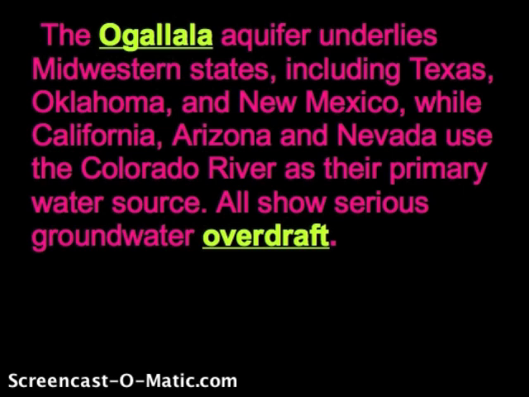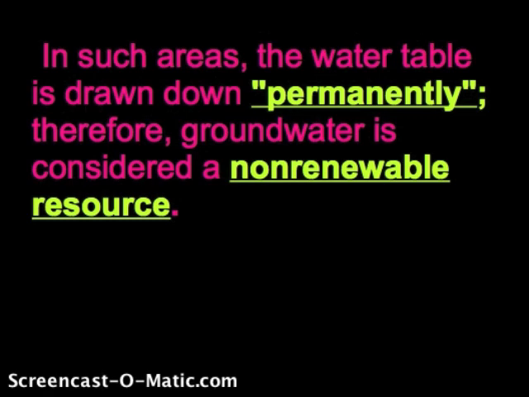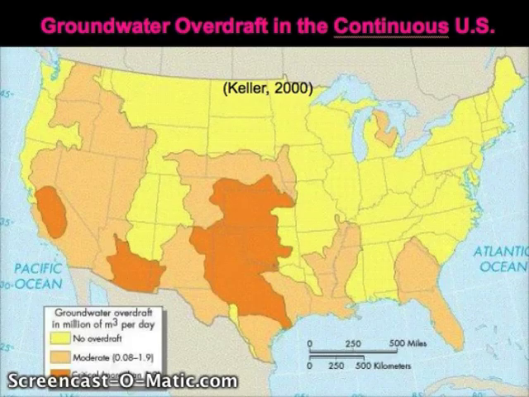And all these locations, but I should say both of these locations, have serious overdraft issues. If you've ever seen the Colorado River, it's a mighty river, but by the time it flows into Mexico, it's not much of a mighty river anymore because most of the water is used for drinking water or for irrigation. So in areas such as this or the Ogallala Aquifer, the water table is drawn down permanently. Therefore, groundwater is considered to be a non-renewable resource.